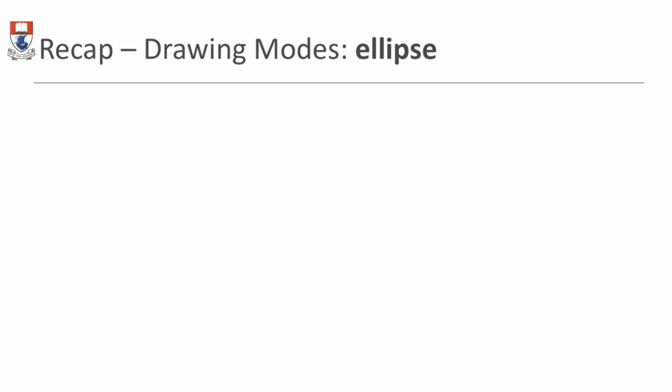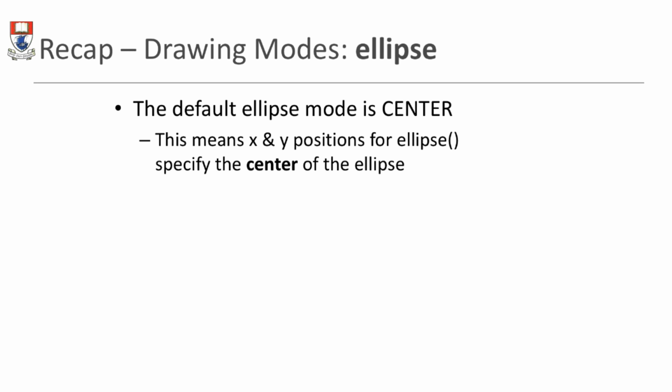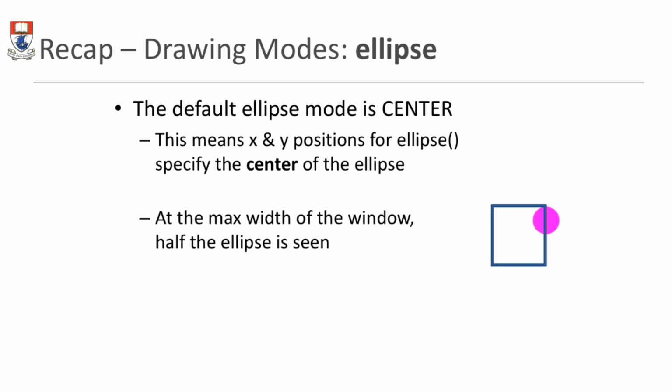Okay, so again, something that we picked up in earlier weeks was when we were drawing ellipses, we have the concept of the default ellipse mode is center. And this is going to be important. We're going to draw ellipses and rectangles, but their coordinate system is slightly different. And I just wanted to highlight what that's about. So when we say that the default ellipse mode is center, this means the x and y positions for the ellipse specify the center of the ellipse.